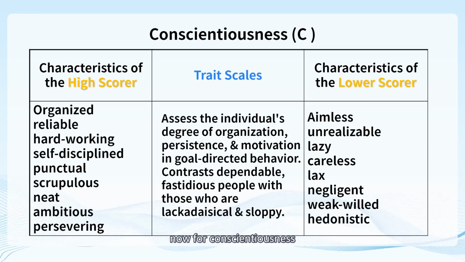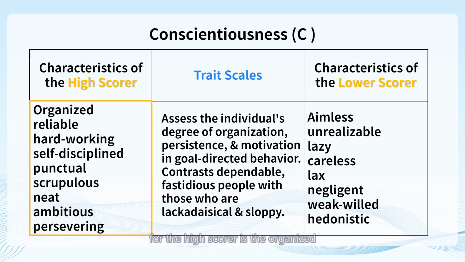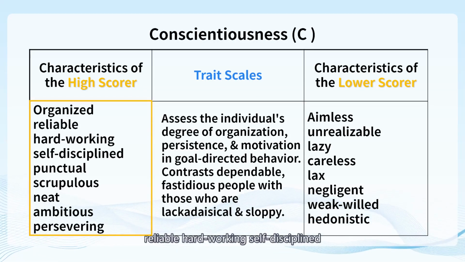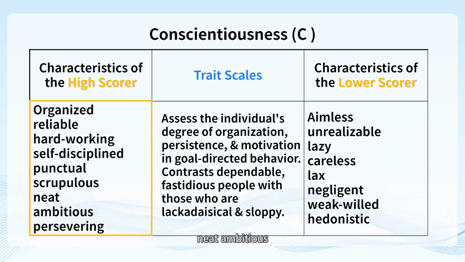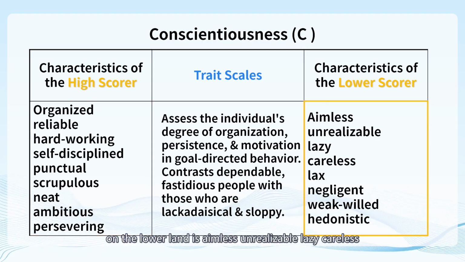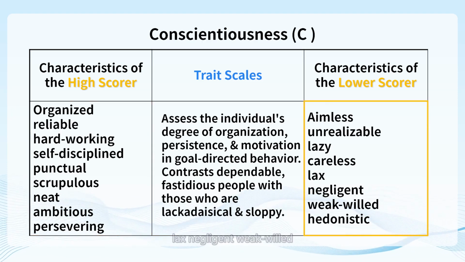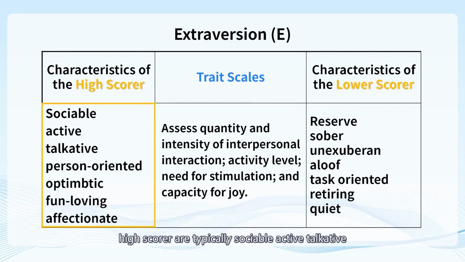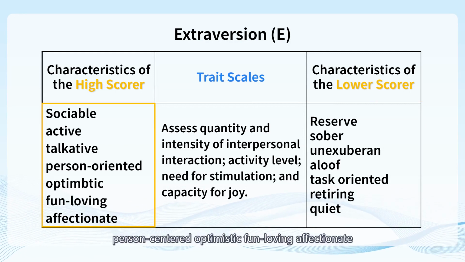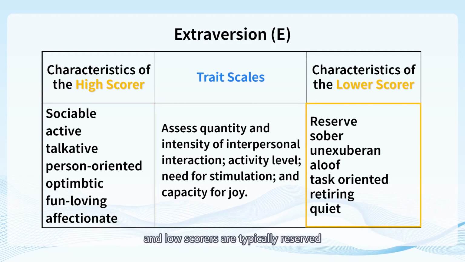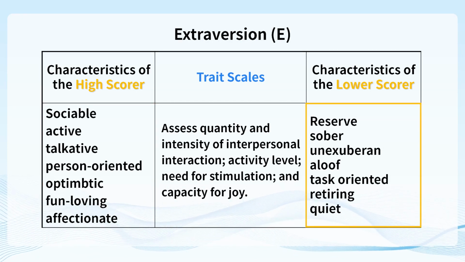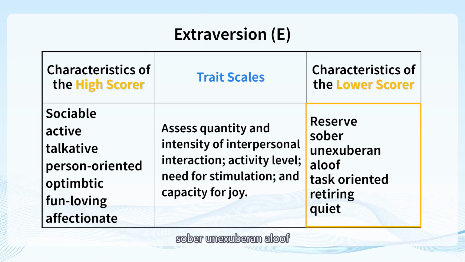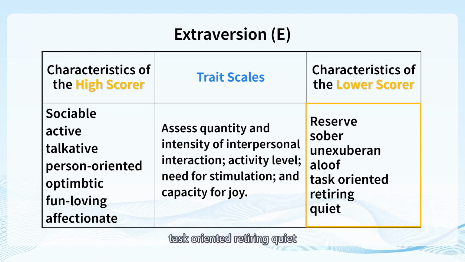Now for conscientiousness, the higher end is organized, reliable, hardworking, self-disciplined, punctual, neat, ambitious, persevering. On the lower end is aimless, unreliable, lazy, careless, relaxed, negligent, weak-willed. Okay? And for extroversion, the high scorers are typically sociable, active, talkative, person-centered, optimistic, fun-loving, affectionate. And low scorers are typically reserved, quiet, unexuberant, aloof, task-oriented, retiring, quiet.